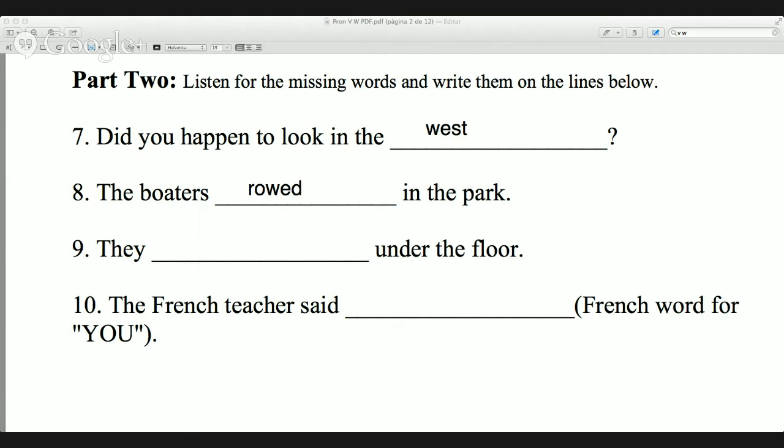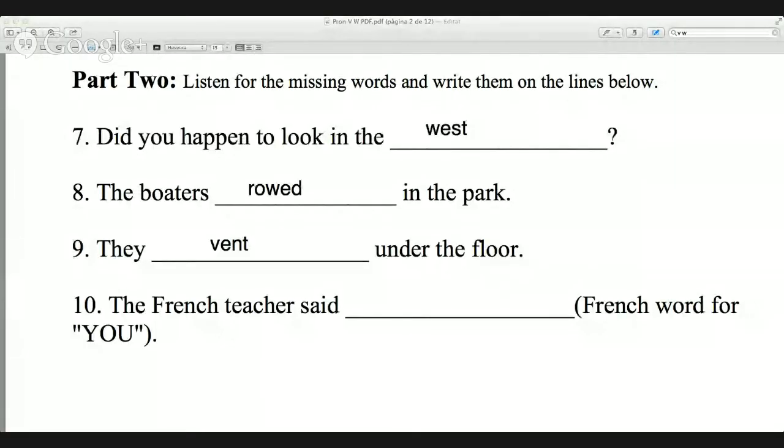And number 9, they vent under the floor. They vent under the floor. We have Jade, we have Paul. They vent under the floor. Here we have that V sound again. Also, these don't all have to make the most sense, but that's it. Vent. It's supposed to be went.